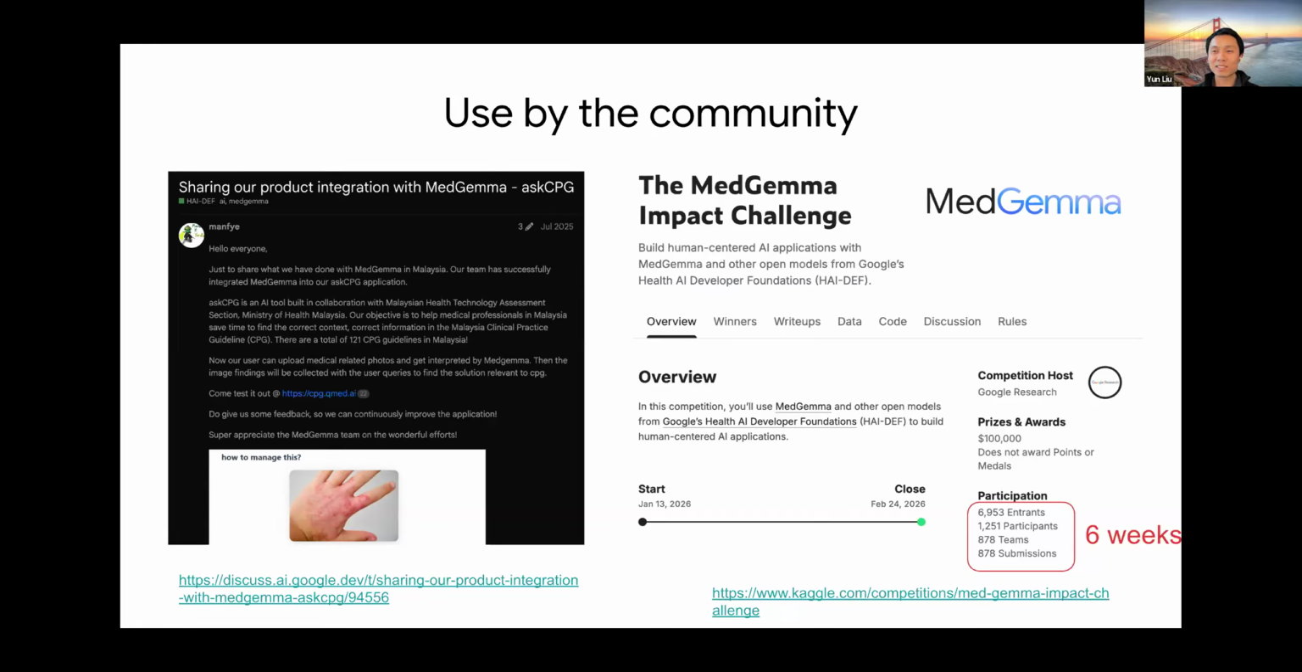It turns out that this particular team has something called an Ask CPG application. This application is used to query clinical practice guidelines in their local system, in this case, Malaysia. Malaysia had about 100 or so of these clinical practice guidelines, and they wanted to enable people to query those guidelines in natural language. So they had a text-based stack where people would ask questions in text, a query would be run, and the answers would come back grounded in the clinical practice guidelines that exist in Malaysia.